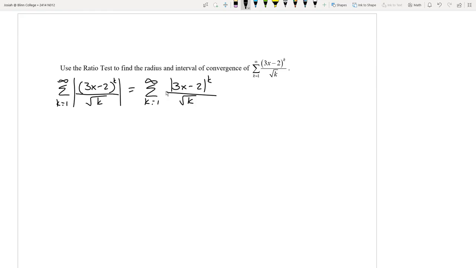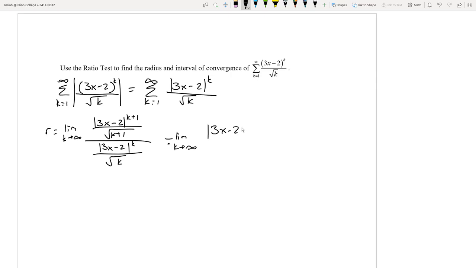We'll go ahead and use the ratio test. R is going to be the limit as k tends to infinity. We'll go ahead and put our k plus 1th term up top. And our original kth term on the bottom here. Flip, multiply. So 3x minus 2 in the absolute values. Put that root k next to it. And then same absolute value on the bottom, except this time just to the kth power. Then root k plus 1.